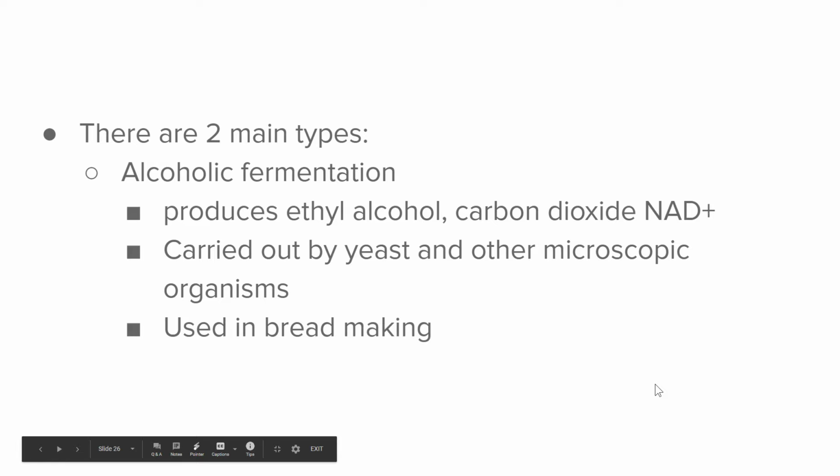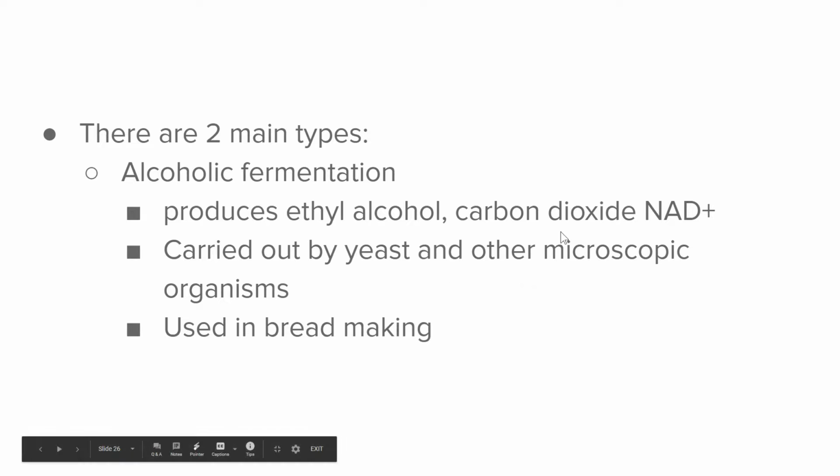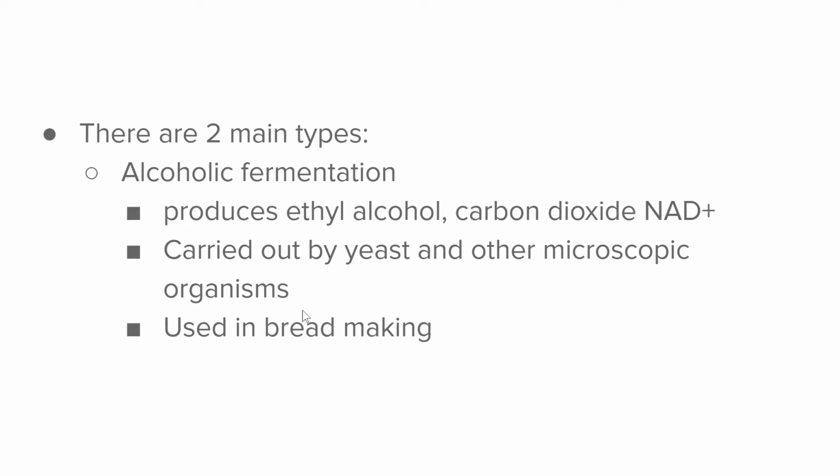There are two main types of fermentation you've probably heard before. Alcoholic fermentation. This produces ethyl alcohol, carbon dioxide, and the byproduct NAD+. This is carried out by yeast and other microscopic organisms. We use it to make bread. We put yeast into a dough, give them a little sugar, and they eat it, and they produce carbon dioxide, which bubbles up our bread. That is why our bread is nice and fluffy. If you push bread down when you're making the dough and push all of that carbon dioxide out, you end up with a very flat bread.